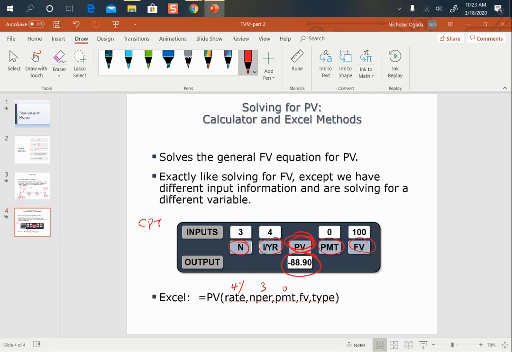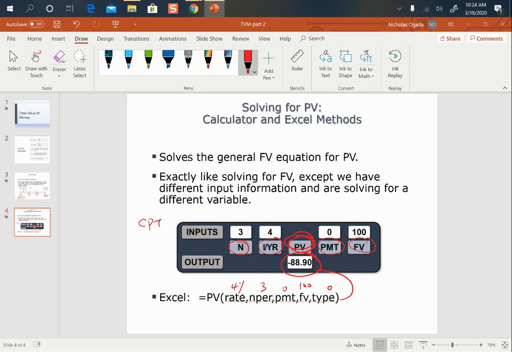Your PMT again is 0, and your future value, in this case, you're going to insert the 100, and then of course your type. Again, we're assuming this is done at the end of the year, so by default this is going to be 0, and we're going to see where the type comes into play when we are looking at annuities. So for this case it is 0, and then of course that should give you again the same value of 88.90, or something close to 88.90, depending on the rounding effect, but it could be close to the $88.90 as the present value.